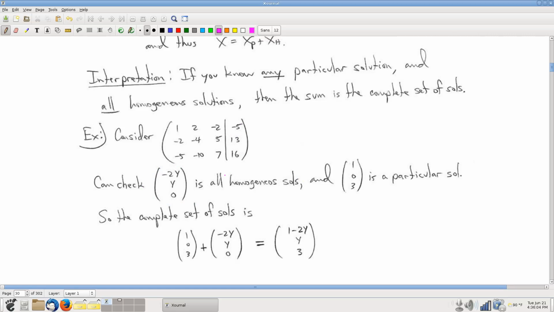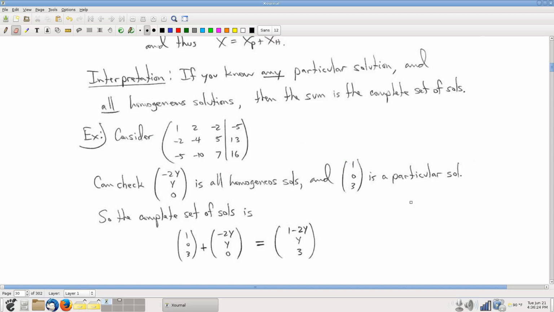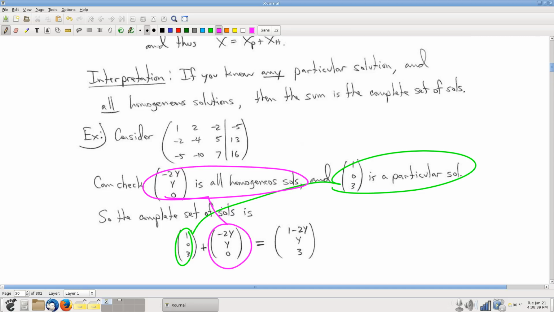On the other hand, you can also confirm by simple arithmetic that this is a solution to that system. Now, it's not the only solution, certainly, but it is a solution, and this is what I'm going to arbitrarily choose to call my particular solution. And what we conclude from the statement of the theorem is that the complete set of solutions is that one particular solution plus the complete set of all homogeneous solutions. That will give me all of the possible solutions to the system.